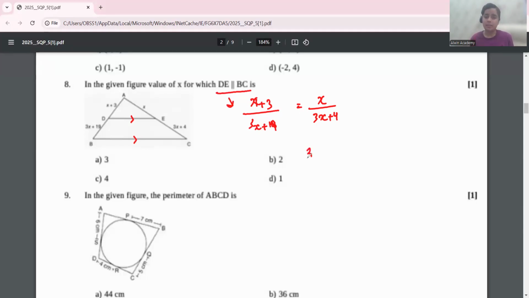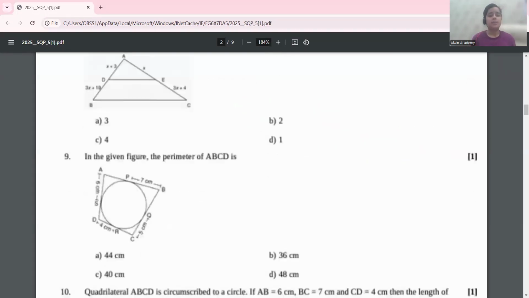Herein we cross multiply, we get 3x square plus 9x and 4x, that's 13x, plus 12 is equals to 3x square plus 19x. Now 3x square, 3x square gets cancelled out. 13x goes to the other side. It becomes 6x. So 6x is 12 and x is 2. Option number B. Going to the next question.